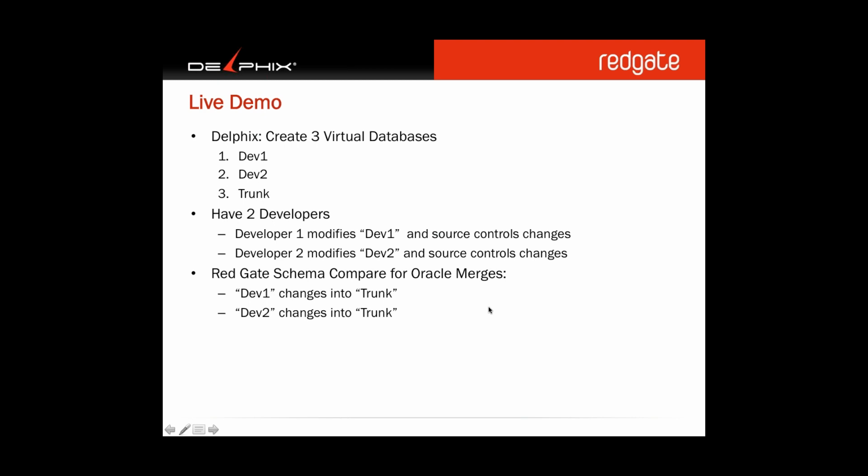So we're going to do a live demo now, which is pretty cool because it's going to dovetail Delphix with Redgate tools. I'll start it out: we're going to create 3 virtual databases with Delphix. So we create a dev1, a dev2 and a trunk. The idea here is that 2 developers will modify dev1 and dev2, and then we'll use the Redgate tools to track those changes and also merge those changes into the trunk database.